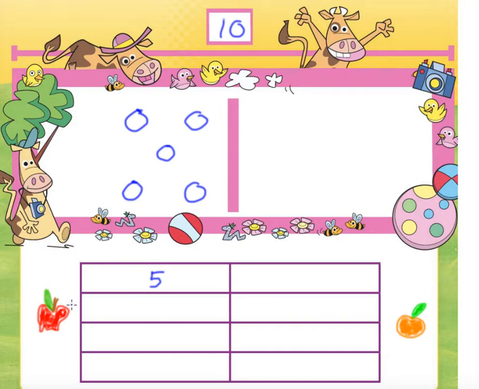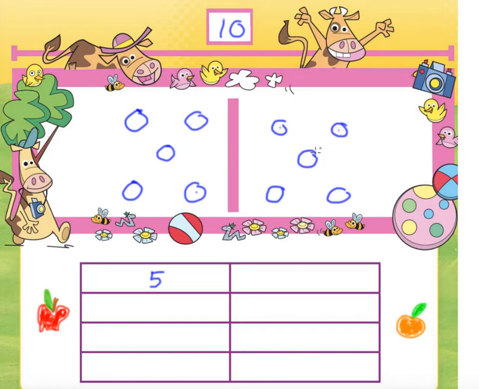Okay, so we have 5 apples, but we're allowed 10 pieces of fruit, right? So we have to find the missing part of how many oranges we're allowed to eat. So let's count on from 5. Ready? 5, 6, 7, 8, 9, and 10. Now how many dots did I draw?